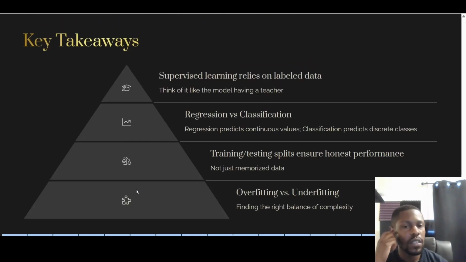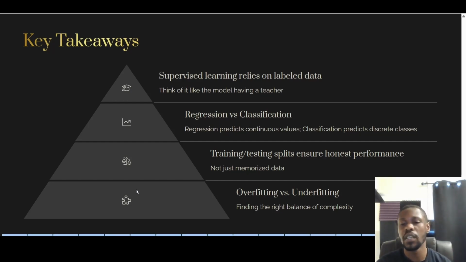Right, and so finally, key takeaways from today's lesson. Supervised learning relies on labeled data. You can think of it as the model having a teacher. Regression versus classification: we looked at regression, predicting continuous values or numbers, whereas classification predicts categories or distinct classes.